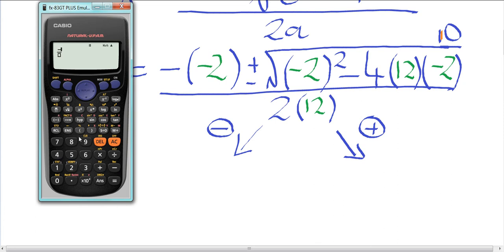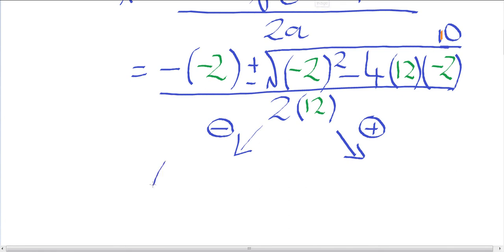On the top I have minus bracket minus 2. Now I'm going to do the minus case first, minus 10. Go down to the bottom and 2 by 12. Again, I know some people will say, should I just type in 24? But if you do this, if there was a minus number there, you might go wrong, and this is mistake proof. What do I get? Minus a third. So the first answer is x equals minus a third.